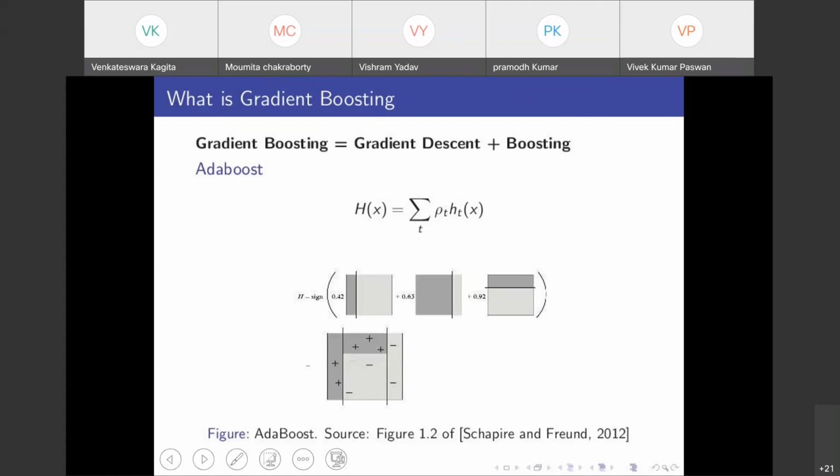Yeah. So this is how we fit the additive model in a forward stage-wise manner, and you can see that multiple weak learners combined together give a strong non-linear hypothesis.